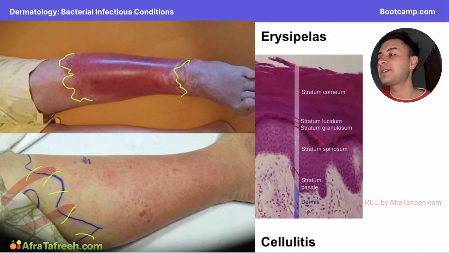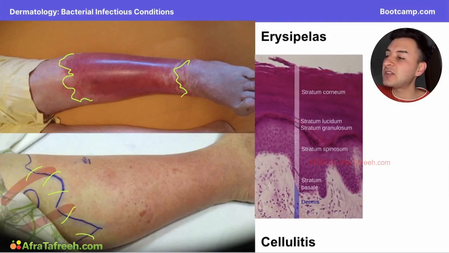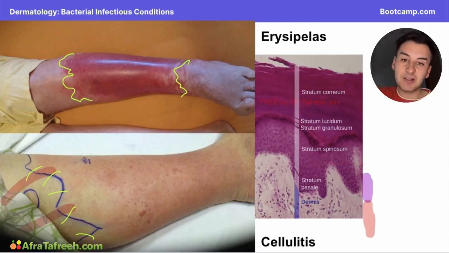Also, super important for test day is they will like to ask you about the layer affected. So in our cellulitis infections, we are looking at the deep dermal structures, whereas our erysipelas infections, we are looking at the superficial papillary dermis right along the epidermal border. Those are going to be some key facts.